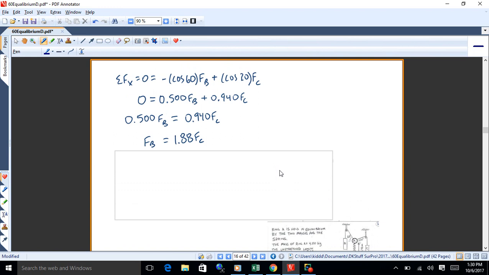So sum of Fx is 0. I always write that down. I've got a 60-degree angle for Fb, and that's to the left, so that's negative cosine 60 Fb. And then plus cosine of 20 for Fc, plus because it's to the right. I know that it's in equilibrium, so the sum of those two forces, the only forces in the x direction, is 0. And I dropped a negative, didn't I? Right there, that should be negative. So when I bring that to the other side of the equation, it's positive. So I get 0.5 Fb is 0.94 Fc. So Fb is 1.88 Fc. That's why I use that sum of Fx equation first, because it gets me a nice simple relationship to work with, okay?